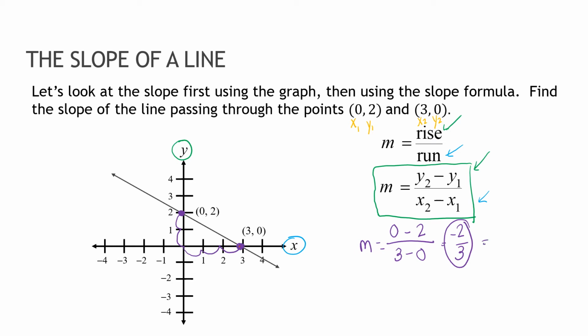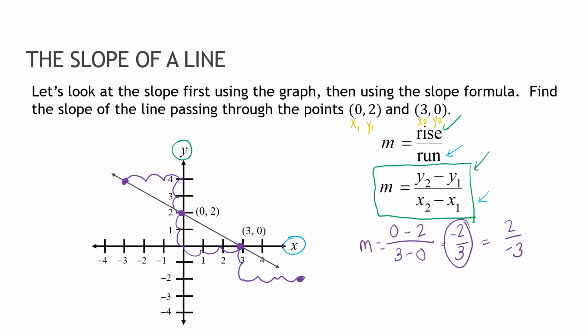Or, because negative 2/3 is the same as 2 over negative 3, I could go positive 2 units, but then 1, 2, 3 to the left, and there would be another point on my line. So I can do it in either direction from any point. So if I wanted to keep going, I would go down 2, to the right 3, there would be another point on the line. You get the idea.